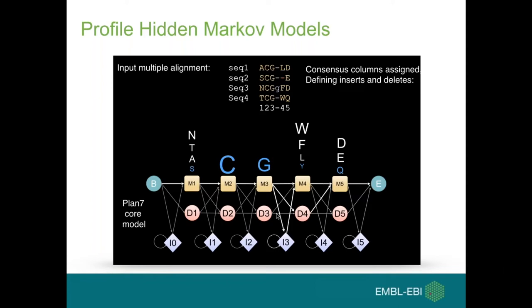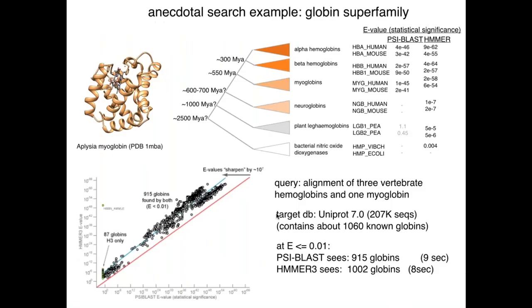Algorithms like BLAST use what we refer to as affine gap open and extend penalties. So you've got equal chance to open a gap and extend anywhere in the sequence. And that's not actually true of what actually happens in biology. So here's an anecdotal example using the globin superfamily, just comparing HMMER and BLAST. And to make the searches equivalent, we're comparing PSI-BLAST and HMMER.